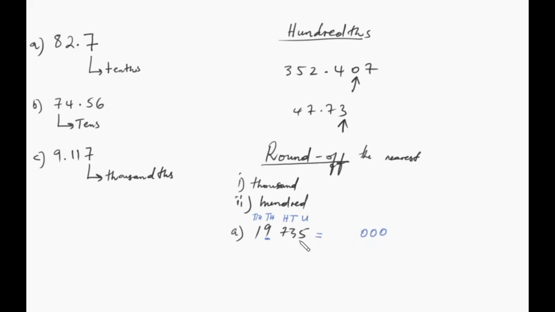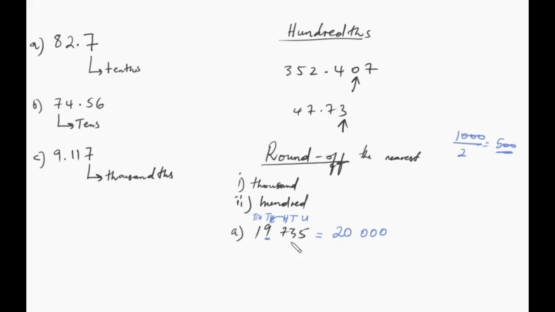So if this number is greater than 500. Why 500? Because 1000 to the nearest 1000, half of a thousand is equal to 500. So if this number is greater than 500, we round it up. When we round it up, I mean that we are going to take it as 1 and add it to this. So that means we are going to have 20.